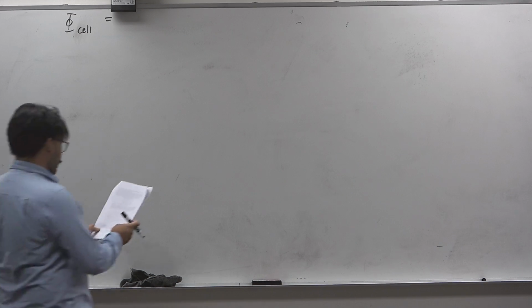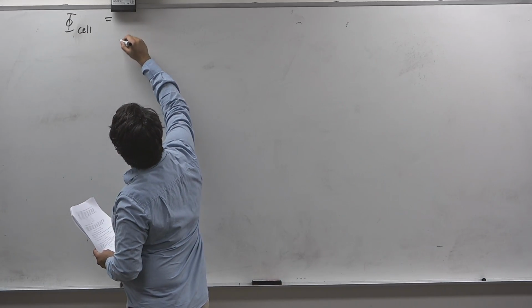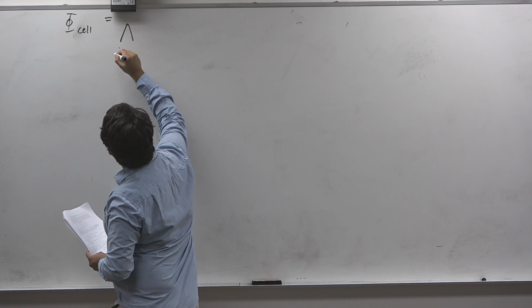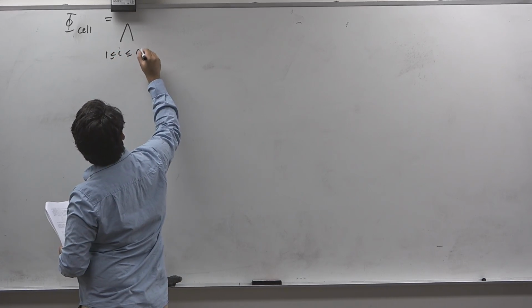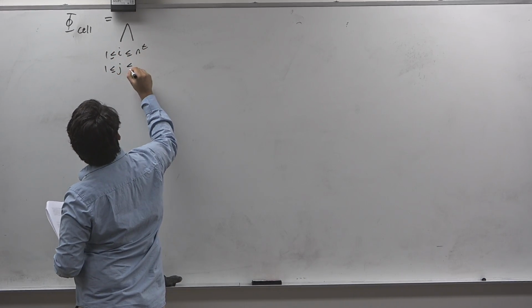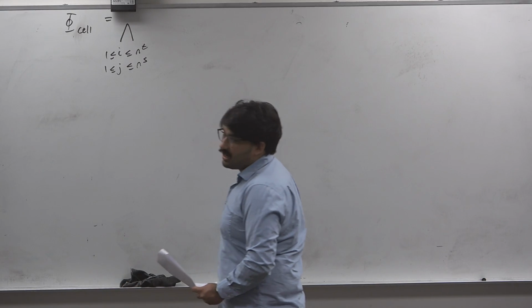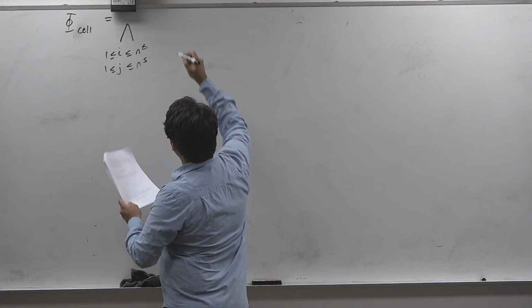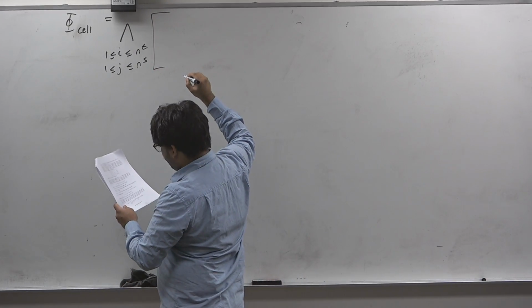So I'll just tell you what this one is going to look like. This one's a bit more complicated. We want something to be true for all i, j with 1 less than or equal to i less than or equal to n to the t, 1 less than or equal to j less than or equal to n to the s. So we're going to loop over the entire table, okay? And then we do some checks on each cell of the table.